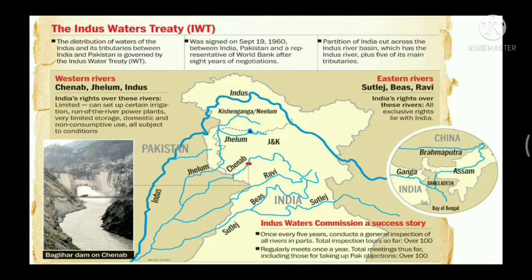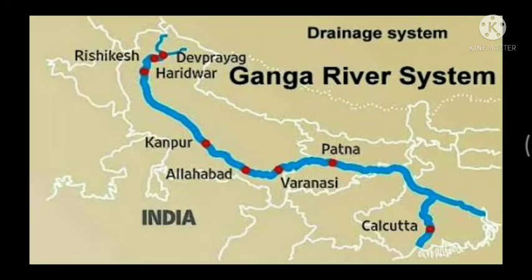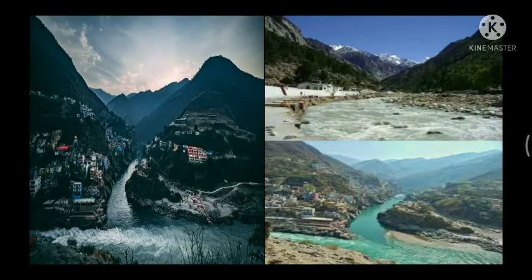All right. Now, next we move on to the Ganga river system. The headwaters of the Ganga, called the Bhagirathi, is fed by the Gangotri glacier and joined by the Alaknanda at Devaprayag in Uttarakhand. At Haridwar, the Ganga emerges from the mountains onto the plains.